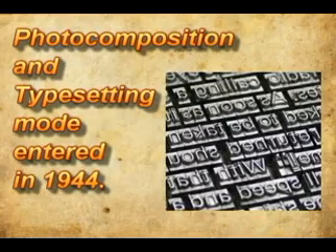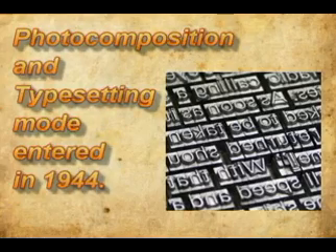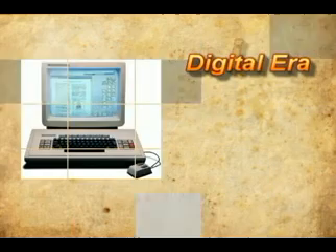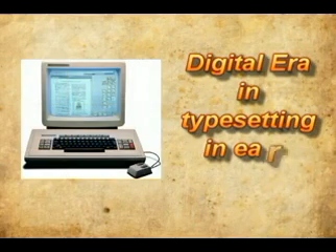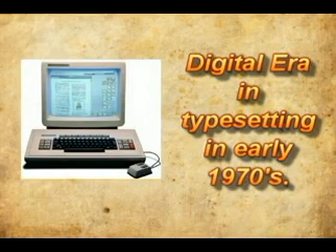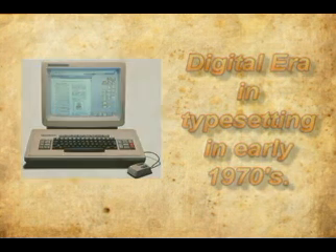Photo composition, a typesetting mode, entered the market in 1944, but didn't catch on until the early 1950s. The digital era in typesetting started in the early 1970s. The early computer-based typesetters were a hybrid between the photo composition machines and later pure digital output.